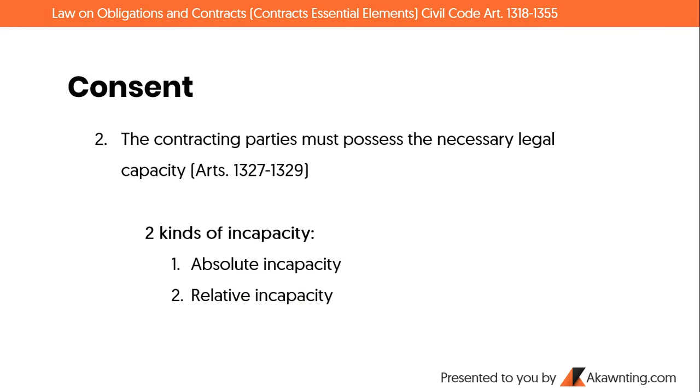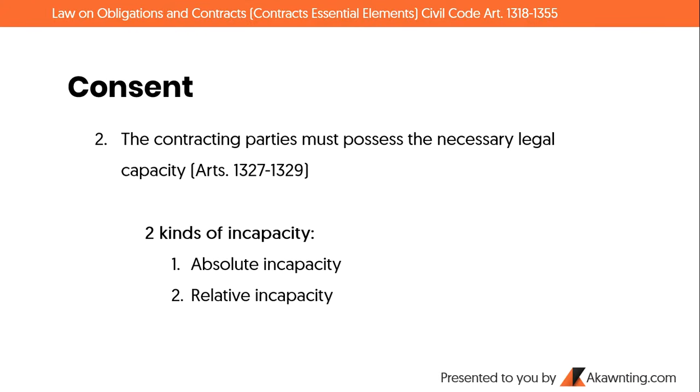Next, punta tayo dun sa second requisite ng consent. So we have the contracting parties must possess the necessary legal capacity. So this is based from Articles 1327 to Article 1329. Pag sinabi nating capacitated ang isang tao, ibig sabihin pwede siyang pumasok sa isang contract. Pero pag sinabi nating incapacitated ang isang tao to enter a contract, hindi siya pwedeng mag-enter into a contract.